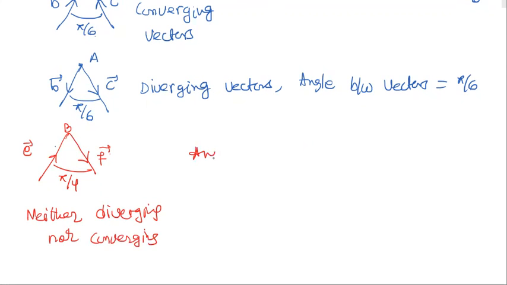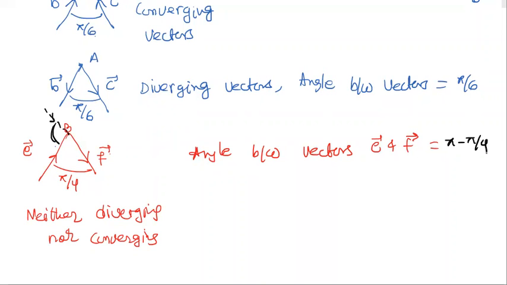So the angle between vectors E and F is not pi by 4. What will it be? You just extend this vector like this. So what will this angle be? This angle will be pi minus pi by 4. So we can calculate the angle between the vectors in such a manner.